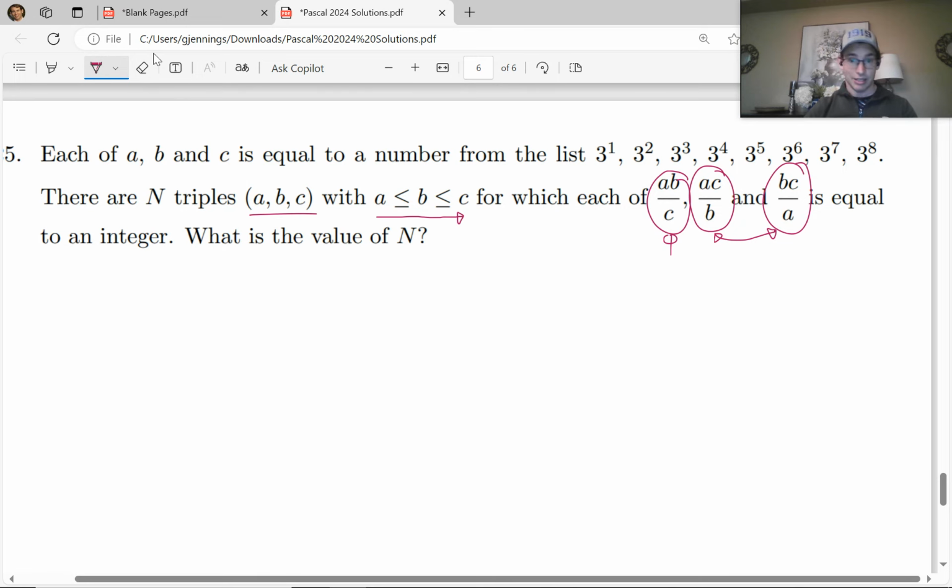The reason is, let's evaluate some of these. I'll do some really extreme ones, like let's let A be 3 to the 1, B be 3 to the 2, and C be 3 to the 8.